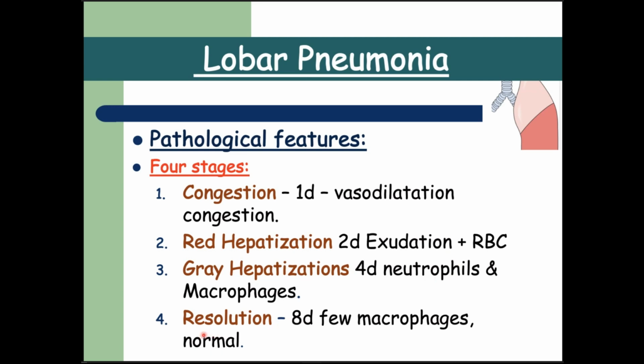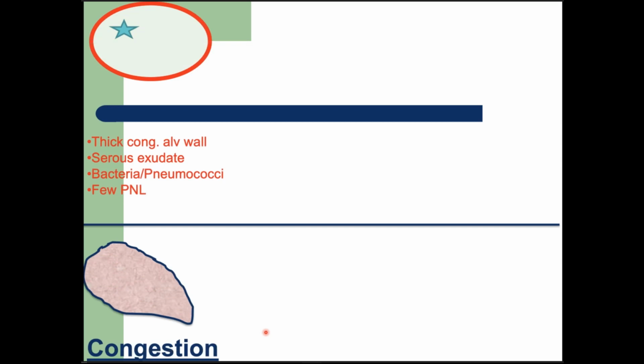And finally, the fourth stage is the resolution stage, in which the inflammation finishes and it becomes normal. In most of the cases, it becomes normal. Resolution is completely normal, but sometimes there are complications. This is another good diagram which was present in this file, which I've inherited for a few years. So for the first stage of congestion, the wall of the alveolus is thick. Normally it is thin, so it is thickened, a congested alveolar wall. The cavity is full of serous exudate.